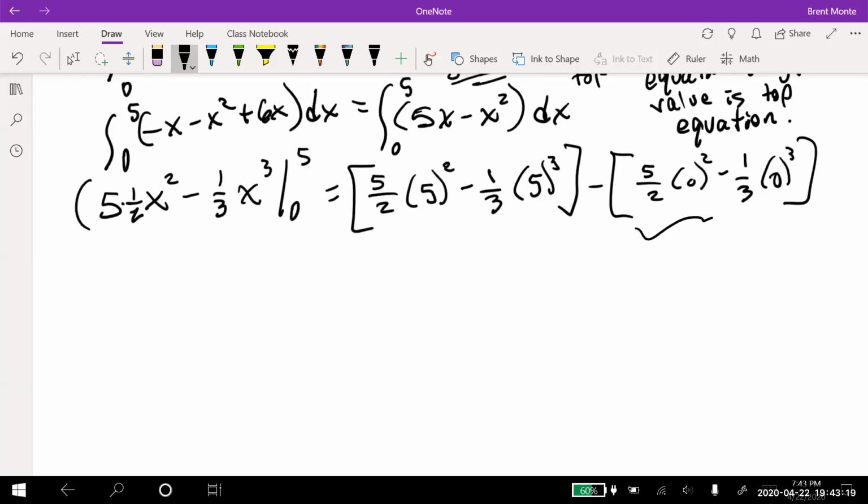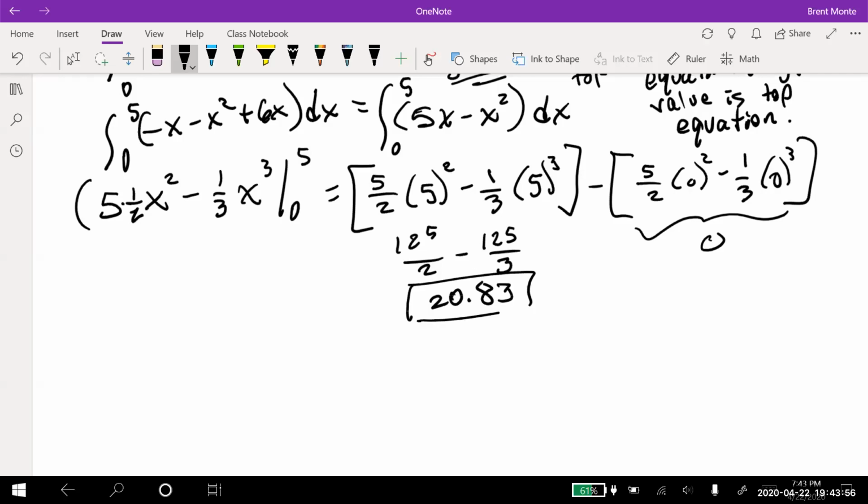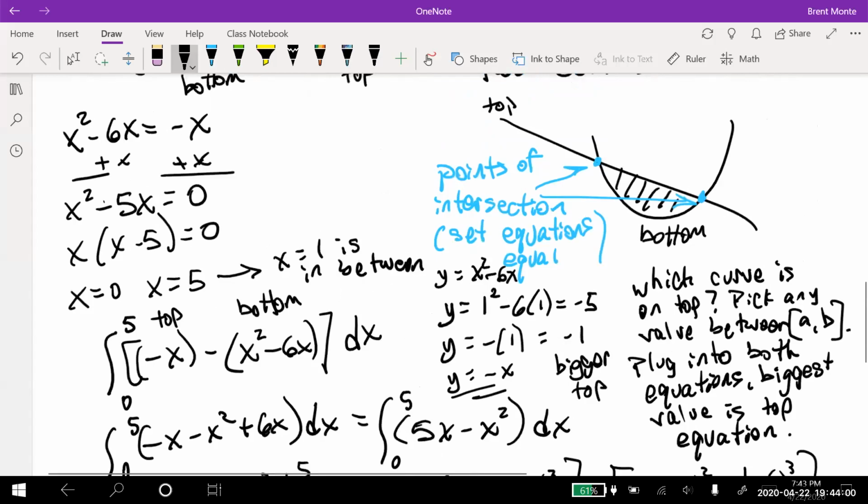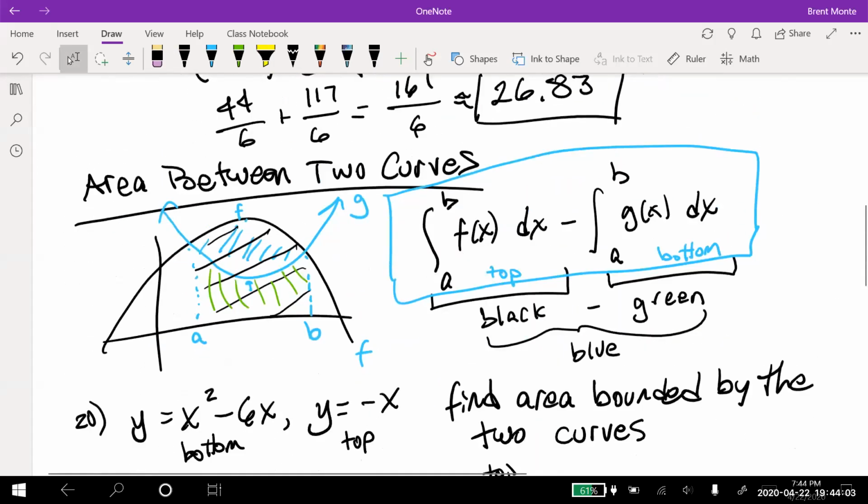Notice again, this whole piece, the 0 squared times 5 halves is 0, minus 1/3 times 0 cubed is also 0. This whole thing is just 0. But do check, make sure it is. So I've got 5 squared is 25 times 5 is 125 halves minus 125 thirds. And rather than messing with getting a common denominator, I'm just going to plug it into my calculator. So I get 125 divided by 2 minus 125 divided by 3, and I get about 20.83. And that's my answer. Is that the same answer I got last time? 26.83. That was close.